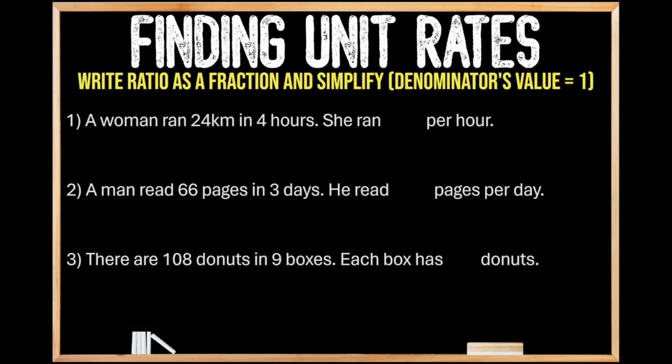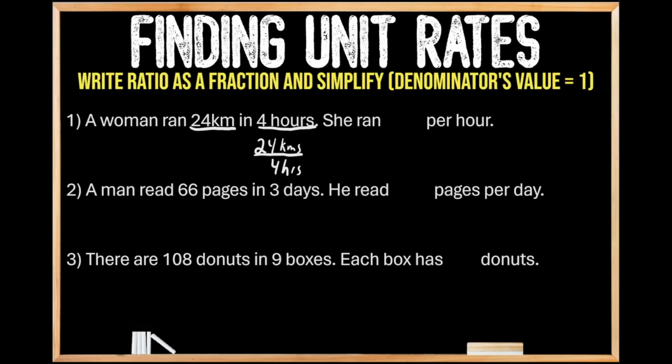So the first thing that we're going to do is identify our different units in this problem. Our first unit is our distance covered, which in this case is 24 kilometers. So our numerator is going to be 24 to represent our 24 kilometers. And then our denominator is going to be our second unit in this problem, which is the length of time, which in this case is 4 hours, for the ratio of 24 kilometers to 4 hours.